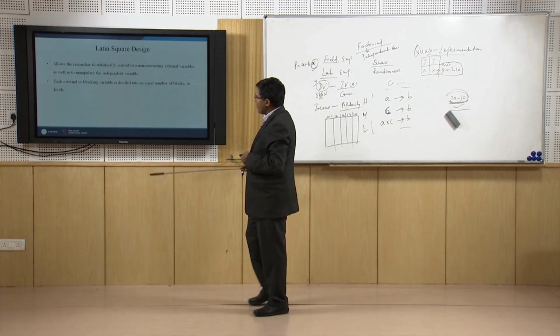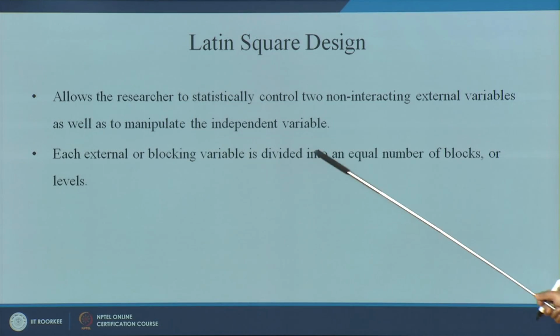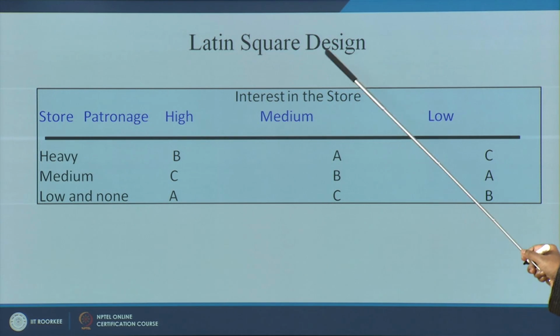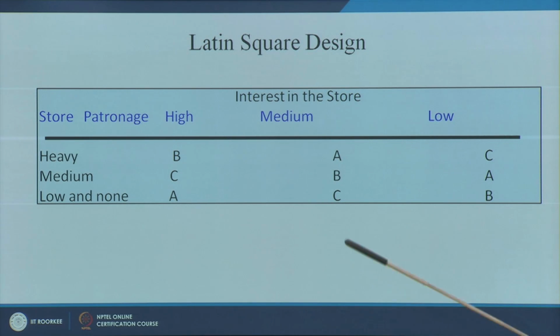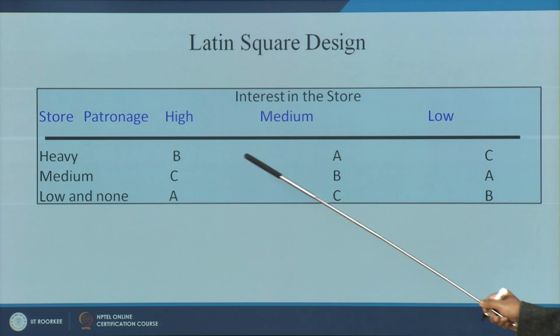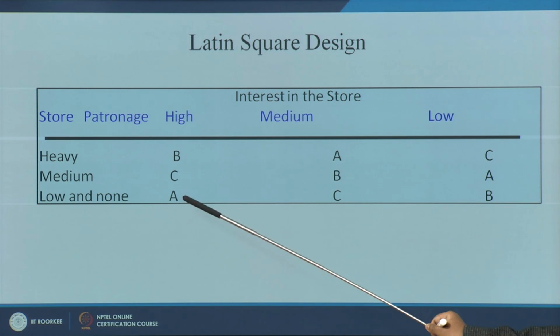So, each blocking variable is divided into an equal number of blocks or levels. Let us see how this Latin square design looks. The simplest way of making a Latin square design, you just have to remember, is this way. Suppose BAC, then you start from here CAB, then CAB. What is left, you start again from here.